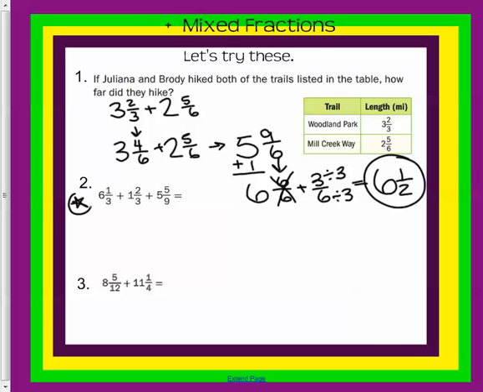Go ahead and try these two, and I'll be back in just a second to show you what I did. Okay, grab your red pen. You should have paused it. Let's add all the whole numbers. 6 plus 1 is 7, plus 5 is 12.